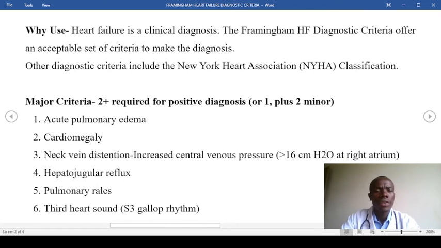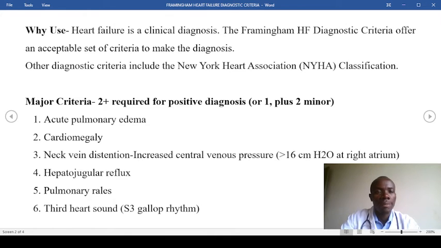Why should we use this criteria? Heart failure is a clinical diagnosis, so the Framingham criteria offers an acceptable set of criteria to make this diagnosis. We also have other diagnostic criteria like the New York Heart Association, but Framingham is the one that is preferred. So in this criteria, we have the major criteria and minor criteria. For you to diagnose someone to be having heart failure, you need to have two positive signs for the major criteria, or one major and two minor.